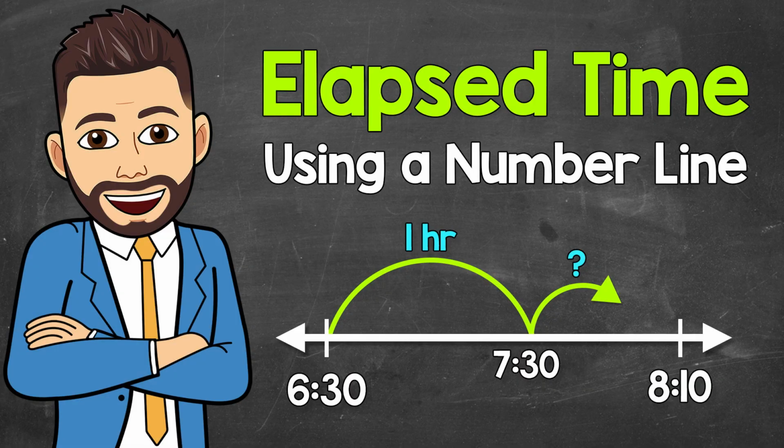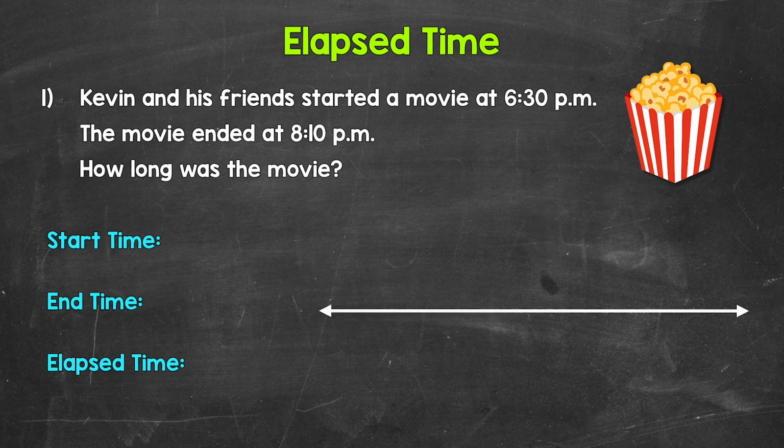In this video, I'm going to cover how to find elapsed time using a number line. Now remember, elapsed time is the amount of time that passes from the start of an event to the end. Basically, elapsed time is how much time something takes.